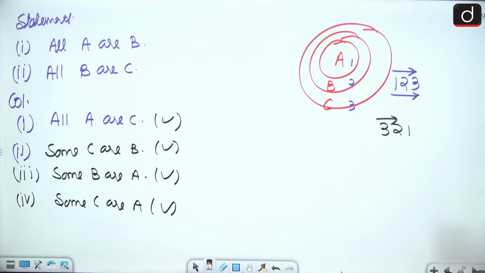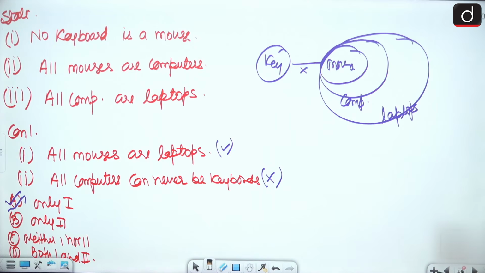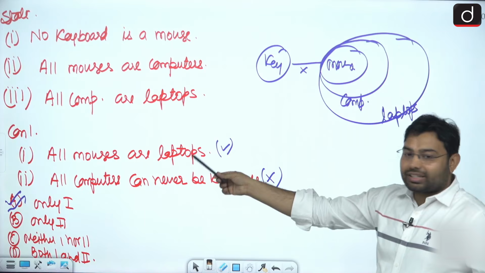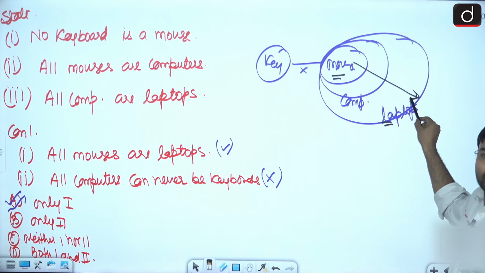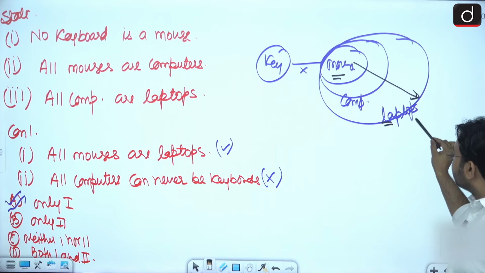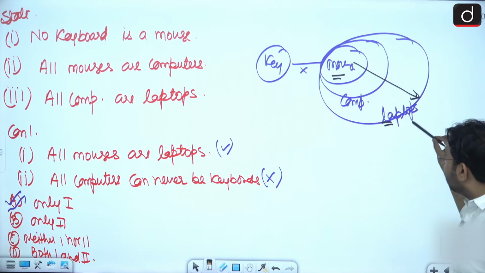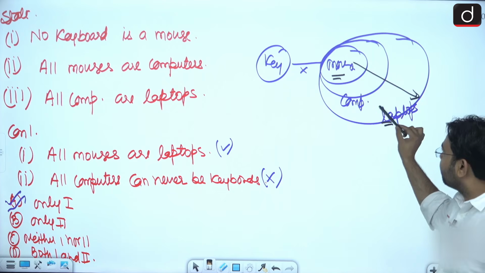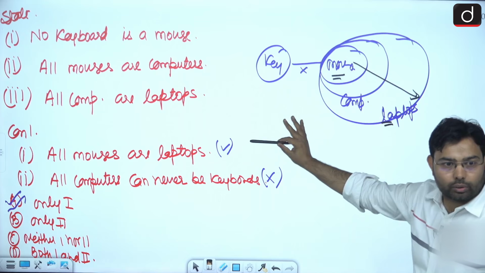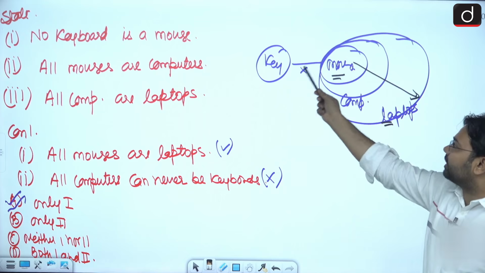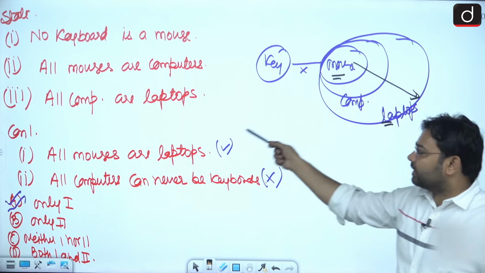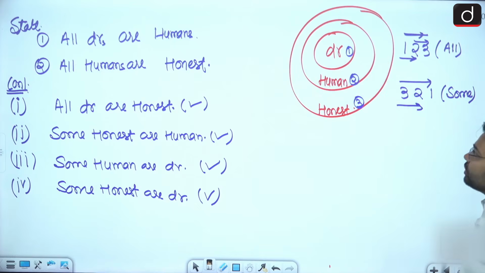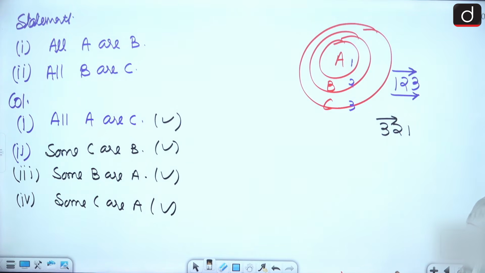Now you can understand this one. All mouses are laptops, mouses here and laptops here. So 1 to 3, so this is correct. But if he is using 3 to 1, then we need to say some laptops are mouses. Some computers are mouses would be correct. Got it? And no relation between keyboard and computer, no relation between laptop and keyboard. So that's why the first one is correct because of these two parts. Clear? These are the two key points of this section.